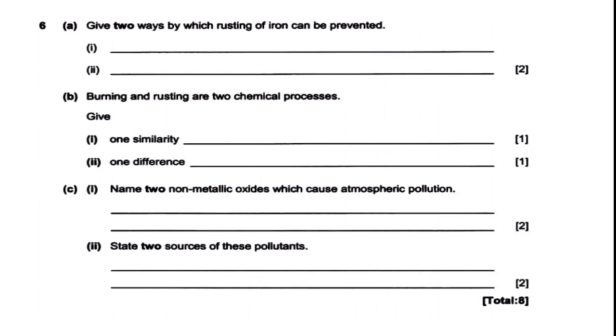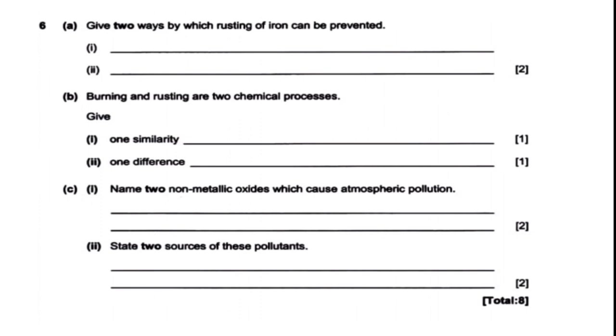Okay, the question reads, give 2 ways by which rusting of iron can be prevented. How can this be prevented?